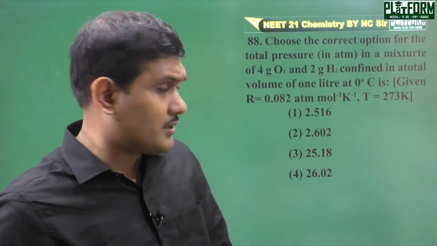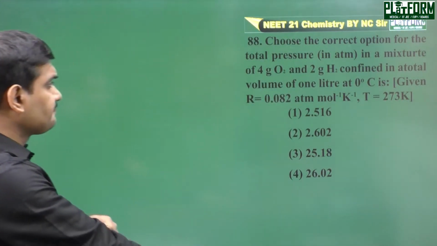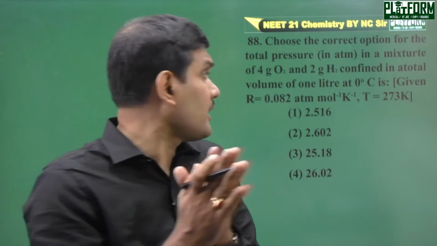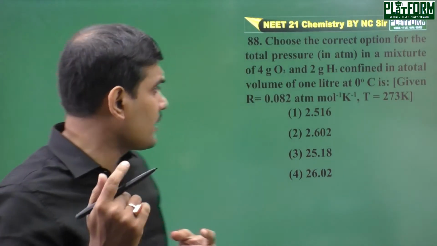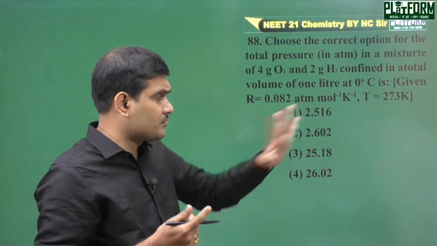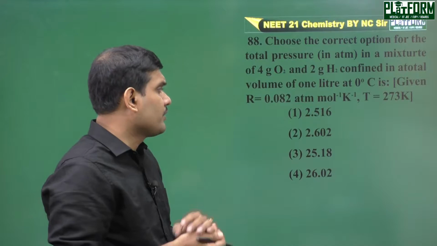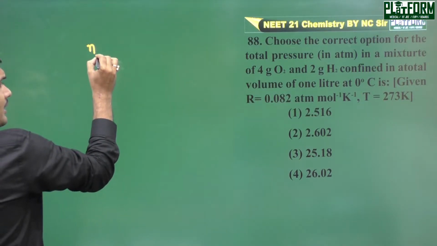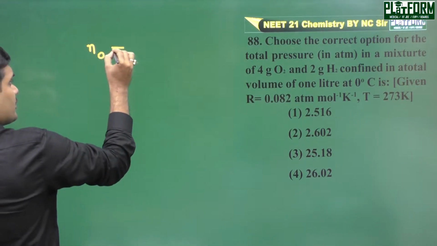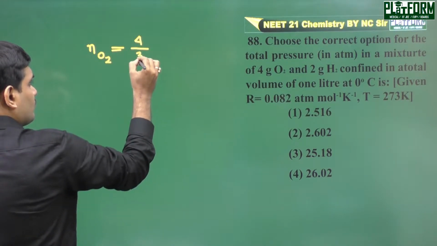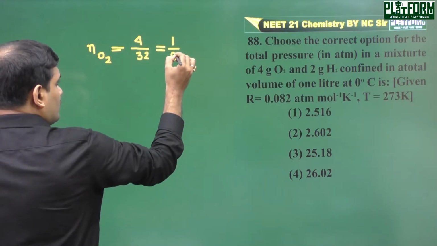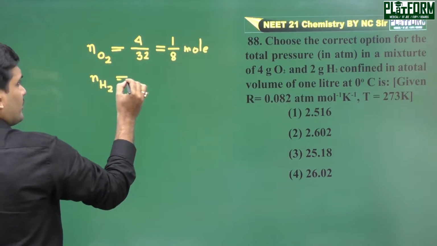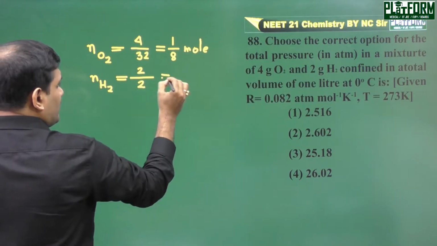Now a question from gaseous state. The total pressure is to be calculated. 4 gram oxygen and 2 gram hydrogen are mixed in a vessel of capacity 1 liter, which is kept at a temperature of 0 degrees centigrade, and we have to find out the total pressure. So in finding the total pressure, I have to find the total number of moles. Moles of oxygen is 4 by 32, that is 1 by 8 mole. Moles of hydrogen, 2 gram, is equal to 1 mole.